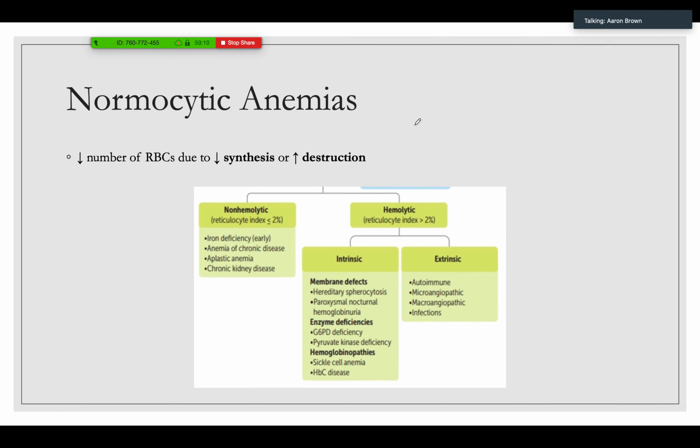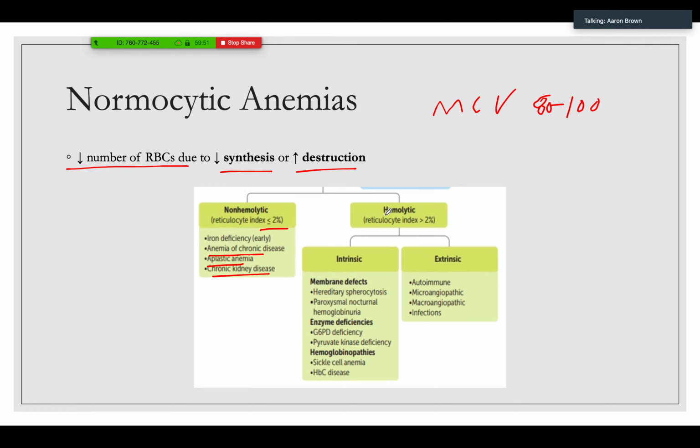So normocytic anemias. Now we are talking about an MCV of 80 to 100. Okay, 80 to 100. And so a decreased number of red blood cells due to decrease in synthesis or increase in destruction. Okay, and so you can see in things like anemia of chronic disease, aplastic anemia, chronic kidney disease. In these cases, you would have decreased synthesis of your red blood cells. So your reticulocyte count would be low. Just like in iron deficiency anemia, we can't make our baby red blood cells, so baby red blood cell count is going to be low.